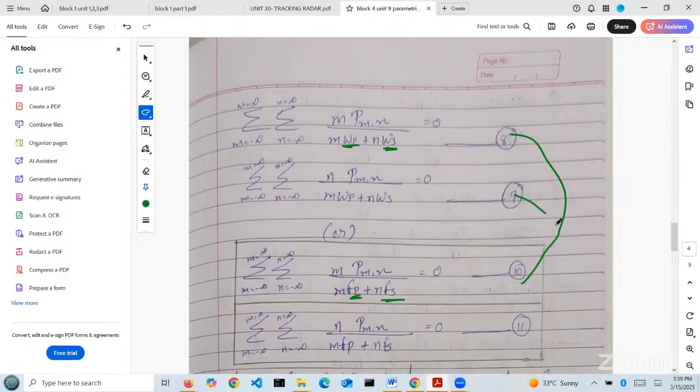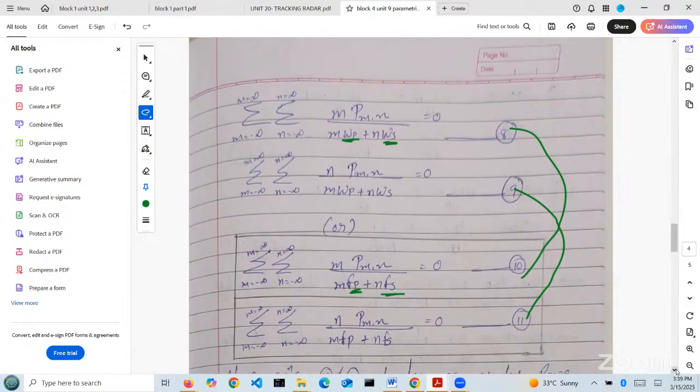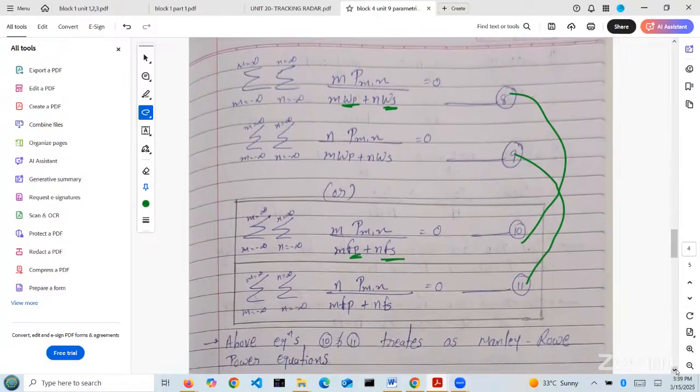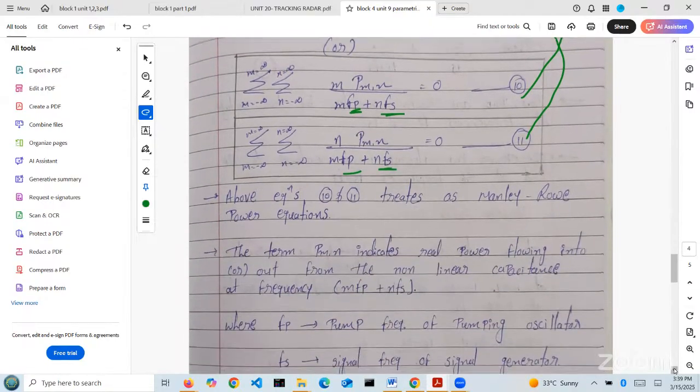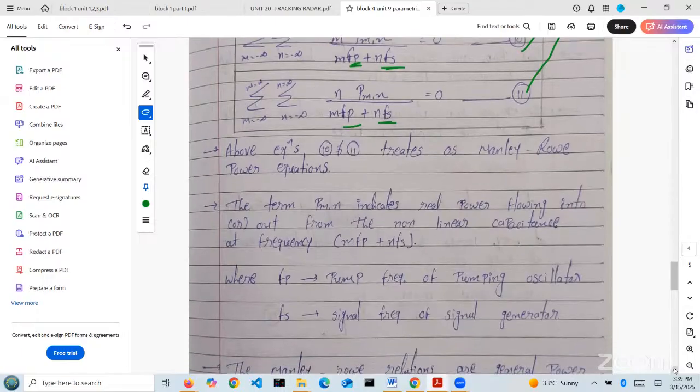Again, equation 9 and equation 11 are also the same. What is the difference between 9 and 11? In 9, the equation is in terms of omega p and omega s, whereas here it is in terms of fp and fs. So the above two equations are called the Manley-Rowe power relations. You will get this as an essay question: derive the equation for the Manley-Rowe power relation.